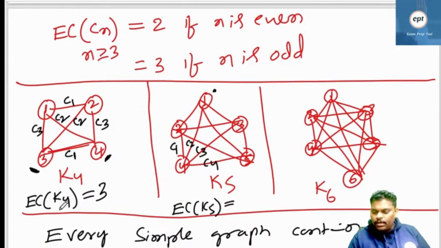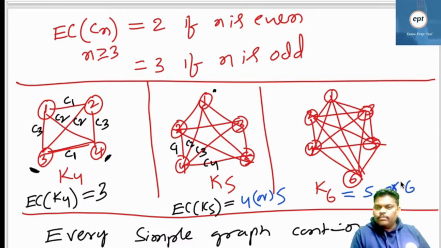Come here now. K4 edge chromatic number, right? Everyone knows the maximum degree is 3. The answer will be 3 or 4. So 3. Here the maximum degree is going to be 4, so the answer is 4 or 5. Check. Here the maximum degree is 5, so the answer is 5 or 6. Verify.